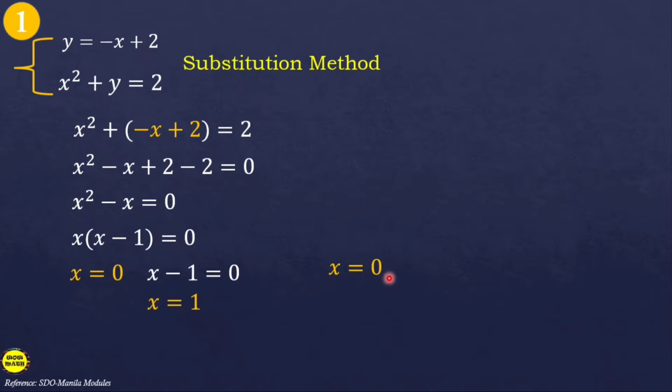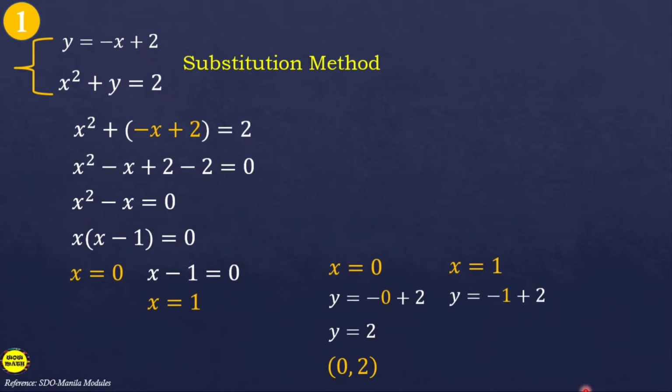If your x is equal to 0, then substitute natin dito, y is equal to negative 0 plus 2. So, negative 0, wala namang negative 0, so 0 pa rin yan. So, 0 plus 2, so y is equal to 2. So, ibig sabihin, if your x is 0, the value of y is 2. Yung unang solution natin. And then, if your x is 1, ito pa rin yung gagamitin natin, yung equation 1 natin. So, negative 1 plus 2, that is positive 1. So, if your x is 1, the value of y is 1.